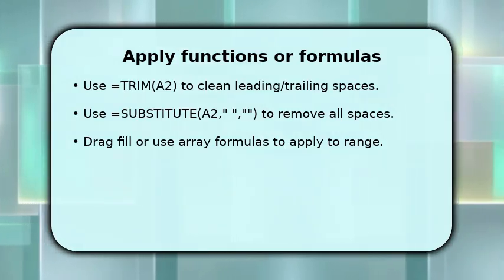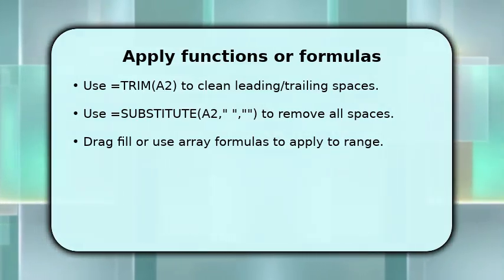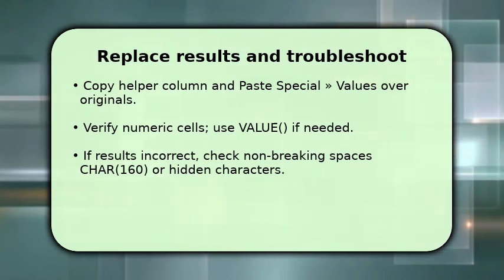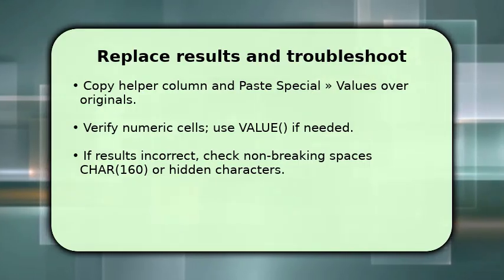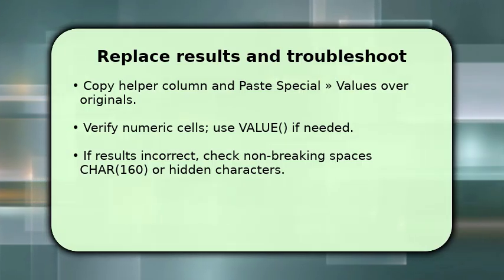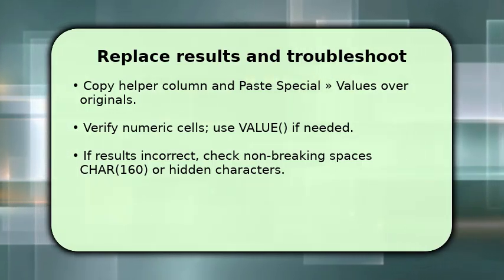Before replacing, you finish by converting the formulas into permanent values. Select the helper column, copy, then paste special values onto the original cells. Make sure to verify numeric cells. If numbers remain as text, wrap VALUE around the clean text before pasting.